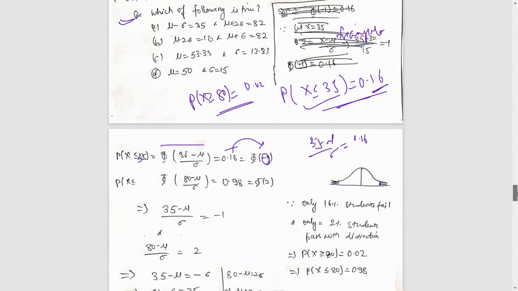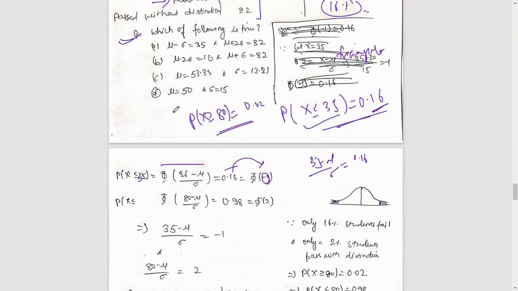Again, the second thing is the probability of x greater than or equal to 80. The standard distribution table is not evaluated this way; it is for the probability of x less than or equal to some number. So we convert it by doing one minus: probability of x less than or equal to 80, and this will be 0.98.